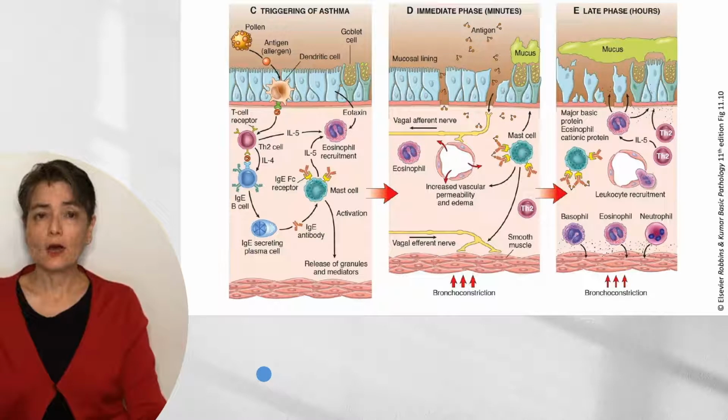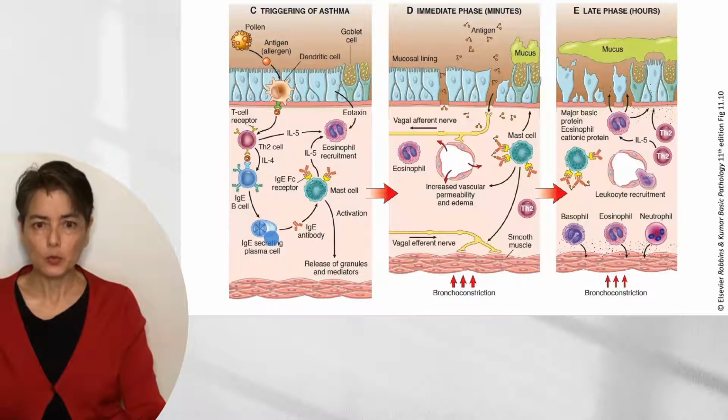Okay, let's look at how asthma is first triggered. We have the inhalation of a bit of pollen, which takes this antigen, which is an allergen, and binds to this dendritic cell, which presents it to our Th2 cell. Our Th2 cell is hyperreactive, and so is going to begin elaborating IL-4 and IL-5. IL-4 is going to take us to the production of IgE producing B cells, and then on to IgE secreting plasma cells, which will be releasing these IgE antibodies.